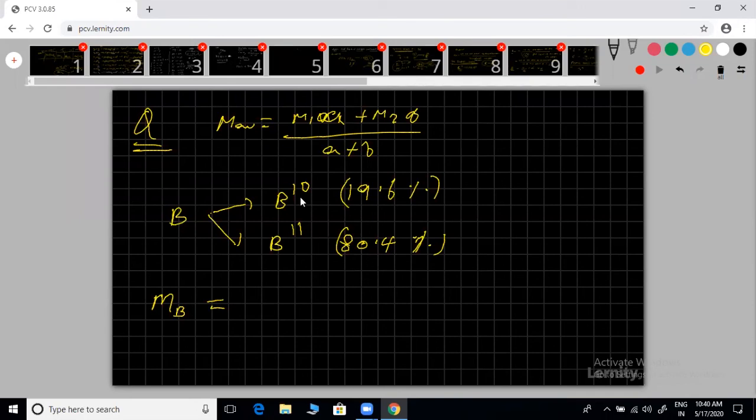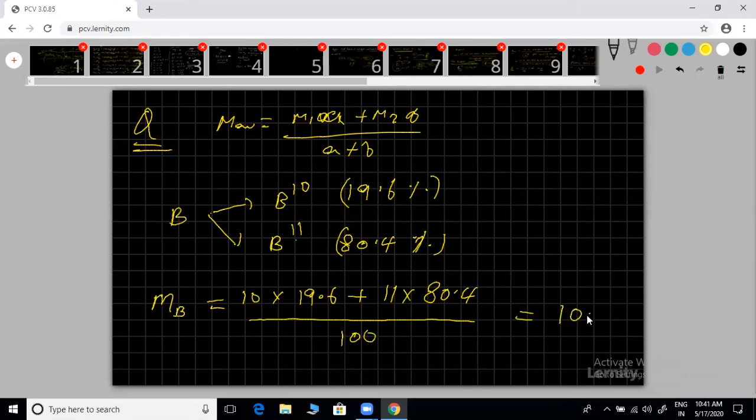What is the mass here? First one, in place of M1, 10. What's its percentage here? 19.6 plus. What is the boron mass here? M2, 11. What is the percentage here? 80.4, by total. Total how much here? 100. By solving this we get the answer 10.804. This is the atomic mass of boron.